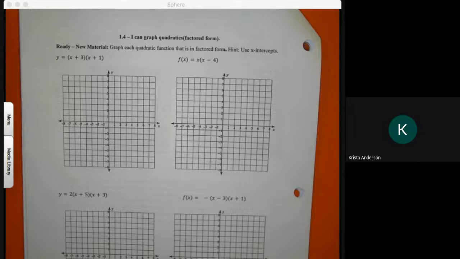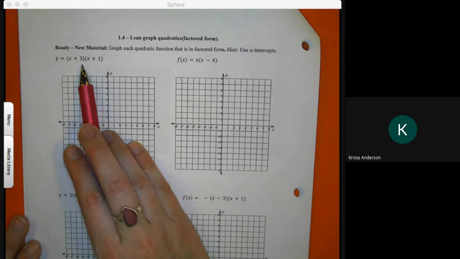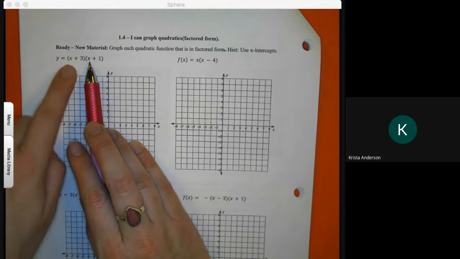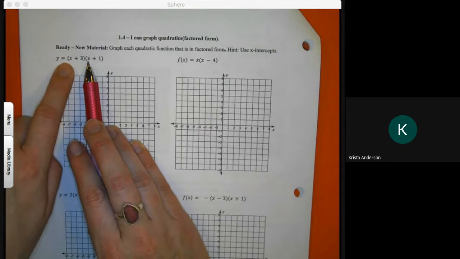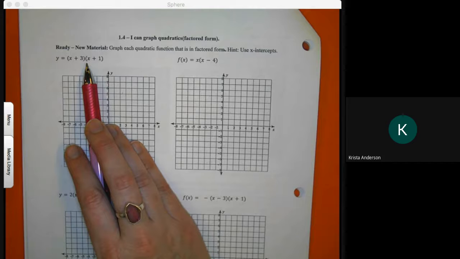We are going to build a table again. Quadratics have patterns. Do you remember what shape they make? They make that U shape. It's a parabola. So when we graph these, they are going to be a parabola because two x's, when they're multiplied together, make x squared. There's two x's, it'll make the U shape.